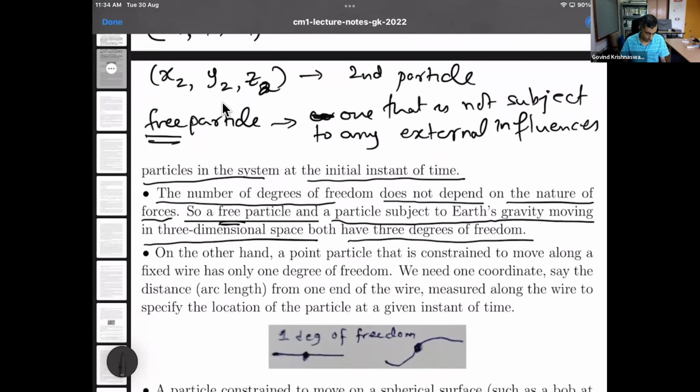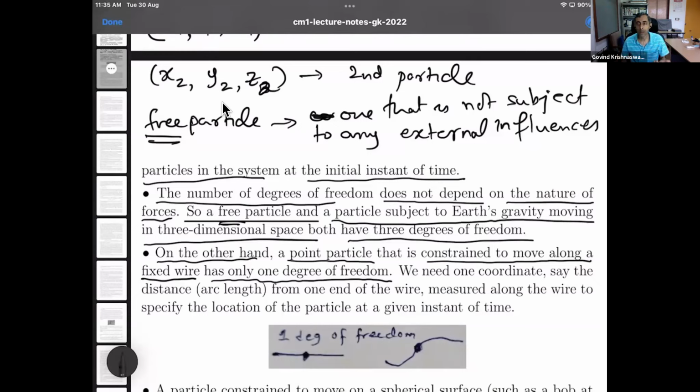Okay, let me go to another example, which will clarify things further, I hope. On the other hand, a point particle that is constrained to move along a fixed wire has only 1 degree of freedom. Suppose my wire is this thing, and I think about a particle that is moving along this wire. It cannot go off the wire. It's a point particle, it moves only along the wire. The wire is infinitesimally thin, let us suppose. We would say that such a particle has only 1 degree of freedom.